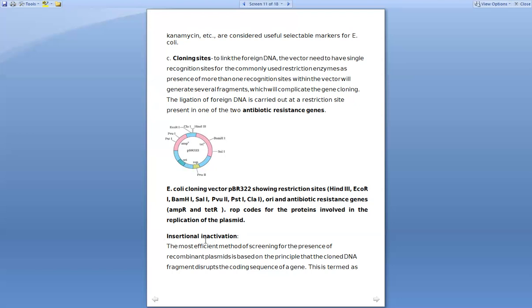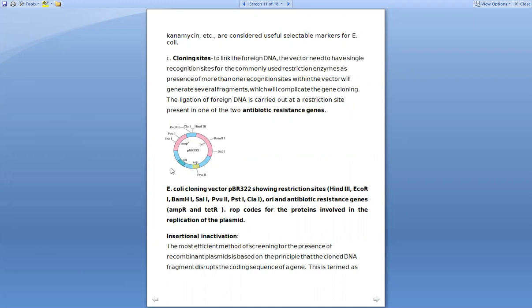Here, one of the important terms is insertional inactivation. What do you mean by insertional inactivation? The most efficient method of screening for the presence of recombinant plasmids is based on the principle that the cloned DNA fragment disrupts the coding sequence of a gene. This is termed insertional inactivation. Now I'm going to explain it with an example.